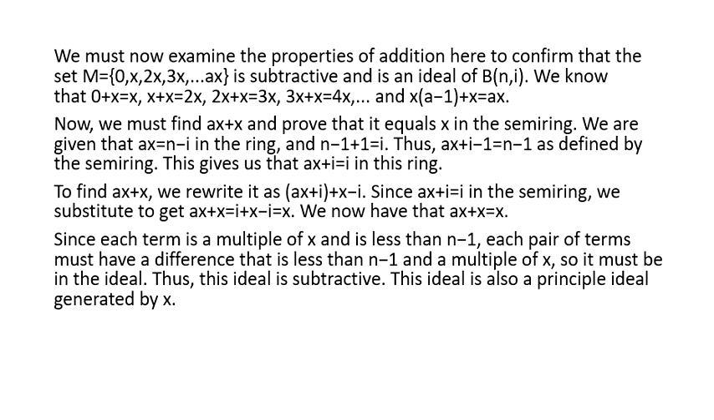We are given that ax equals n minus I in the ring, and n minus 1 plus 1 equals I. Thus, ax plus I minus 1 equals n minus 1, as defined by the semiring. This gives us that ax plus I equals I in this ring. To find ax plus x, we rewrite it as ax plus I plus x minus I. Since ax plus I equals I in the semiring, we substitute here to get ax plus x equals I plus x minus I equals x. We now have that ax plus x equals x.